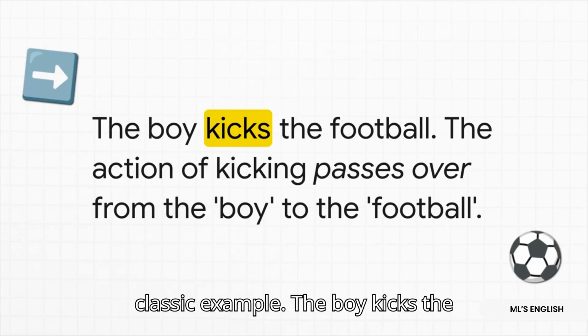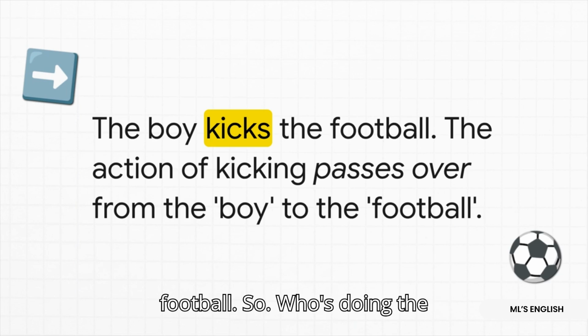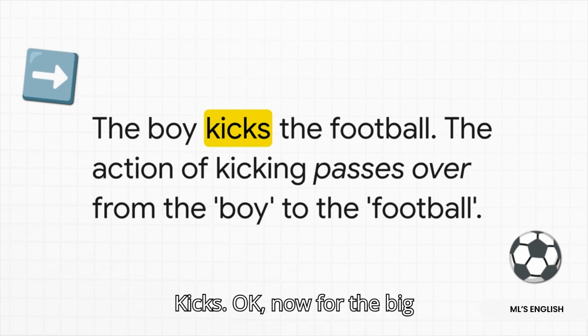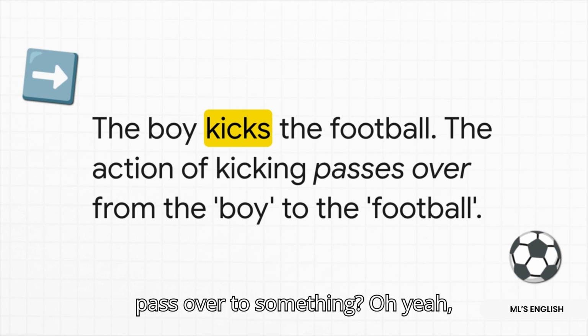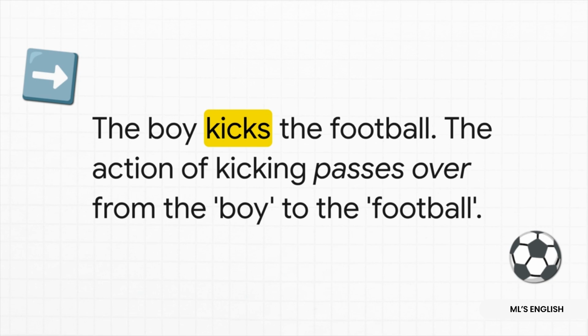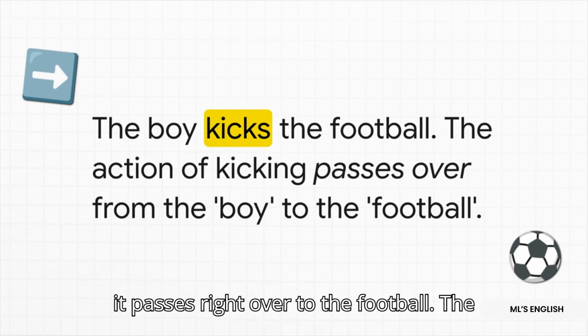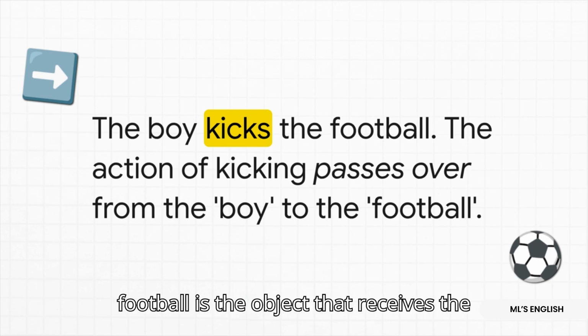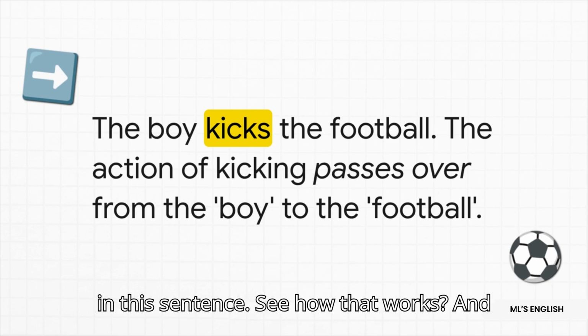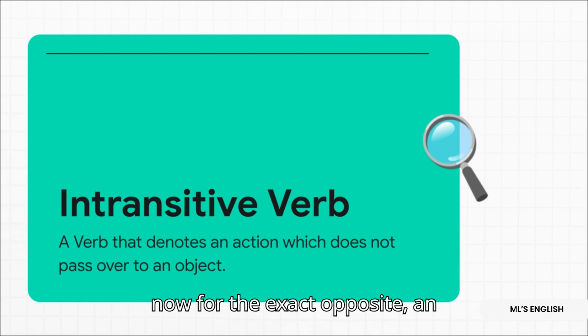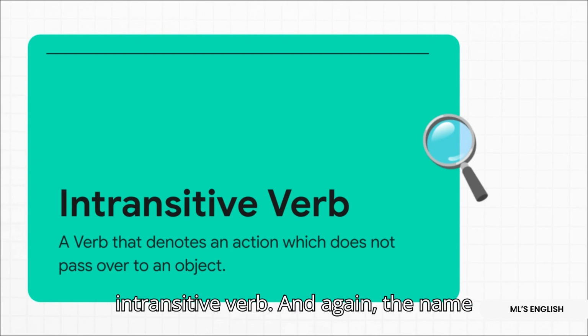A classic example, the boy kicks the football. So, who's doing the action? The boy. He's our subject. What's the action? Kicks. Okay, now for the big question. Does that action of kicking pass over to something? Oh yeah, it passes right over to the football. The football is the object that receives the kick. That makes kicks a transitive verb in this sentence. See how that works?